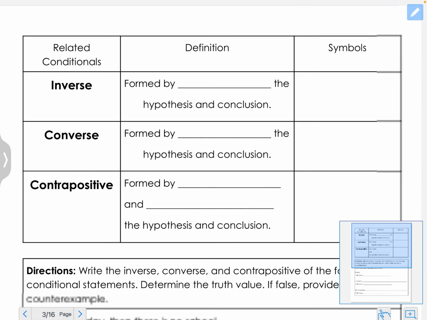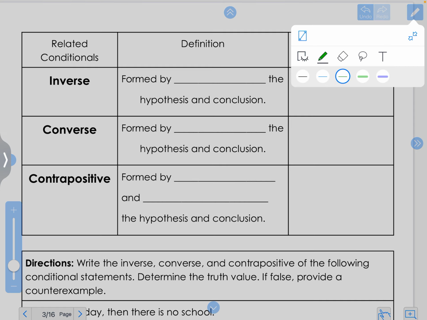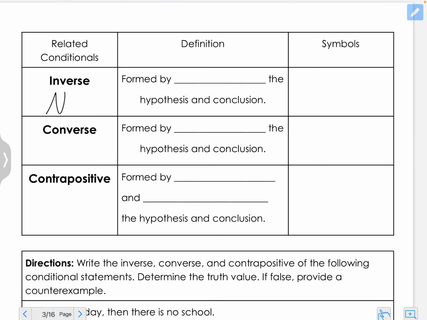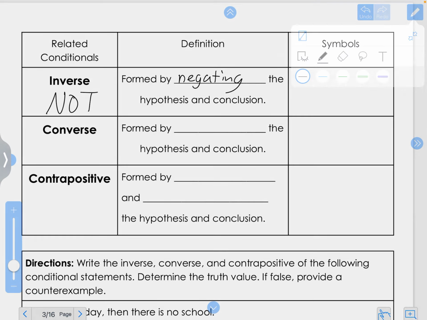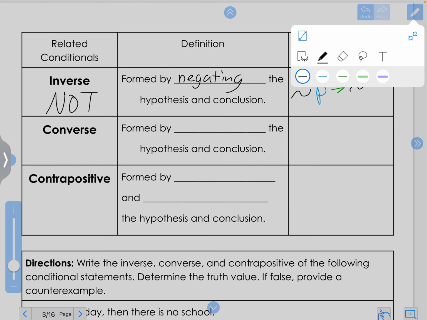Once we have a conditional statement, we can turn it into other statements: the inverse, the converse, and the contrapositive. Our inverse is our not statement. It is formed by negating the hypothesis. When we're solving equations in algebra, we do the opposite or the inverse operation, so we do the not operation. The way that we draw our symbols is we draw not P, then not Q.